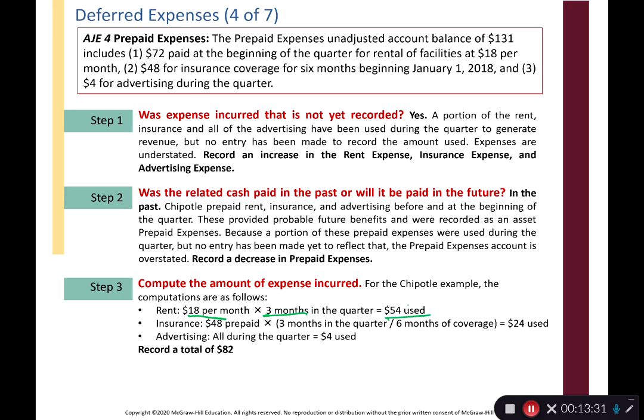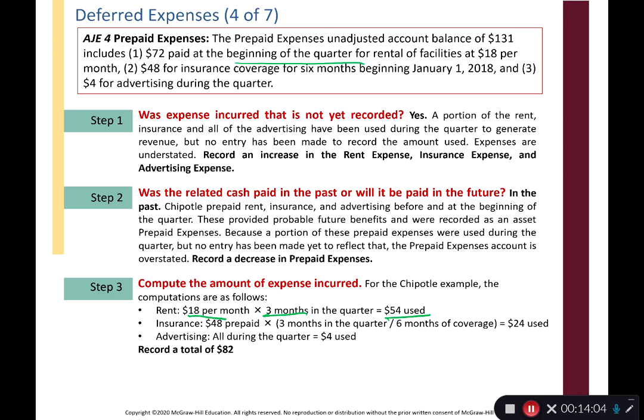How do we know how many months have went by? It says in the problem that 72 was paid at the beginning of the quarter. A quarter is 3 months. So that's where the 3 comes from. We must have paid for it at the beginning of the quarter. If it was the last quarter of the year, that would be October 1st. So October, November, December, using my fingers, that's 3 months that have went by. So 3 months at 18 a month is where the 54 comes from.